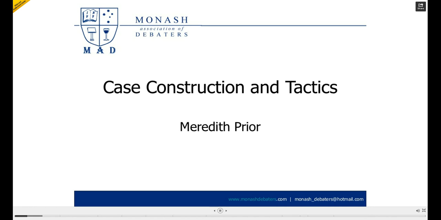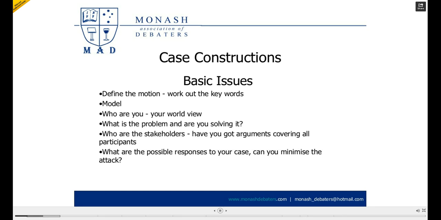So what we're going to talk about today are a couple of different things. The first thing we're going to start with is just the basic things you need to do as someone who constructs a case, and they go through a range of different things. So basic stuff like defining a topic, creating a model, and so on and so forth. But case construction is also about tactics. It's about whether or not you run a hard or a soft line, or about how you actually learn how to respond to those kinds of things when you're in opposition. So let's start at the very beginning.